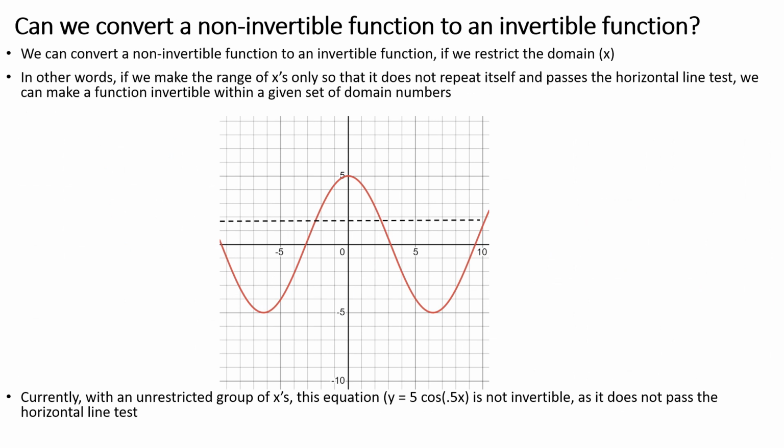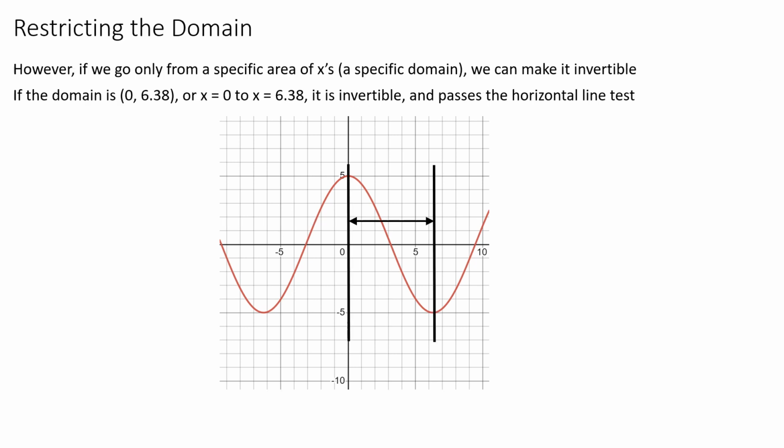Now, how can we make this invertible? Well, we can restrict the boundaries here. This has passed through more than once. But how do I use the horizontal line test to determine where it can pass through only one time? By restricting the boundaries. For example, from x equals 0 to x equals 6.28, that's actually 2 pi right there. A horizontal line test will only pass through once at any point here. So I could say this is an invertible function between x equals 0 and x equals 6.28.